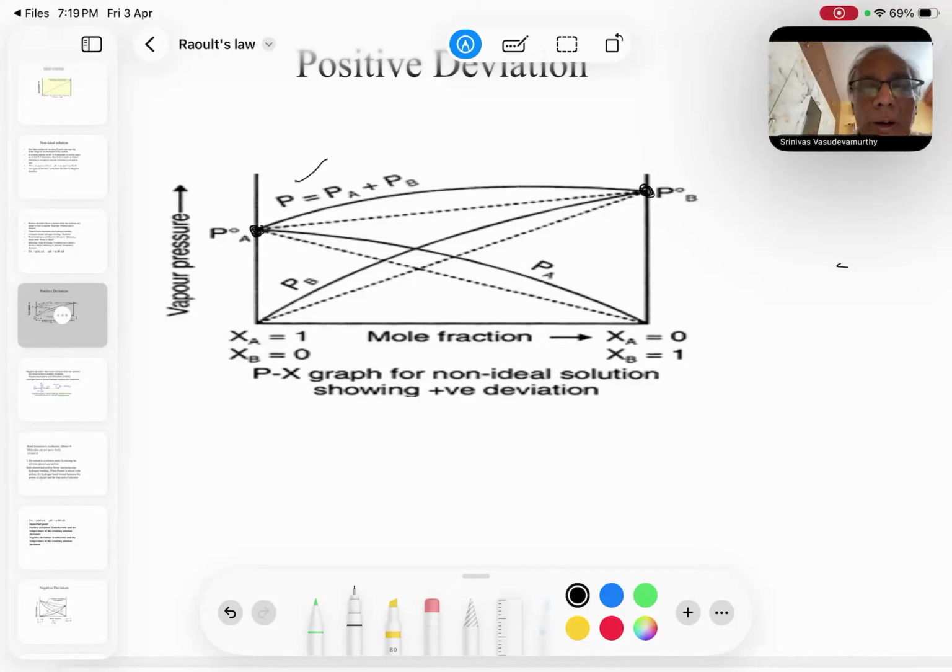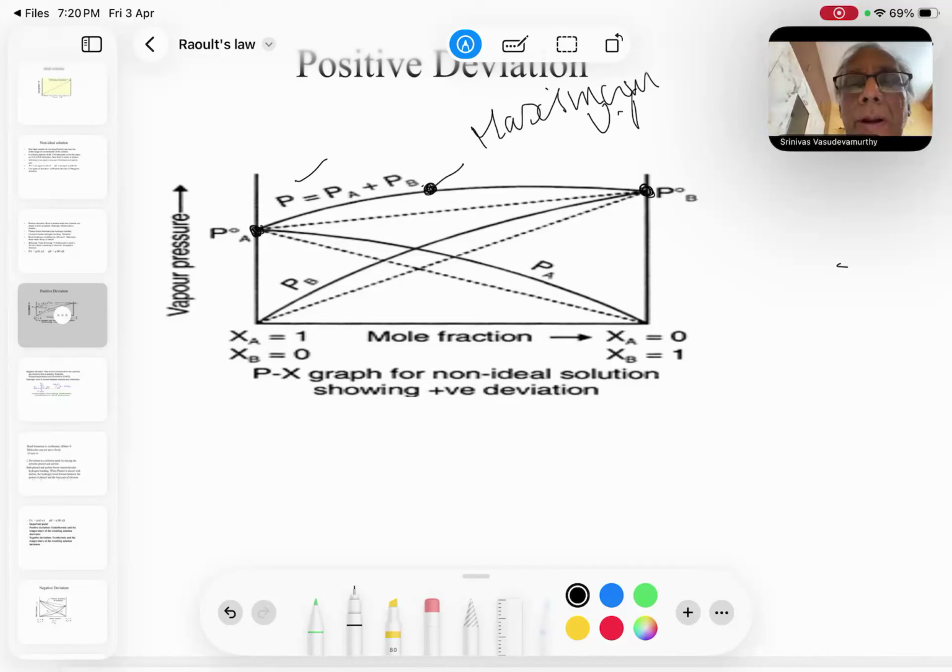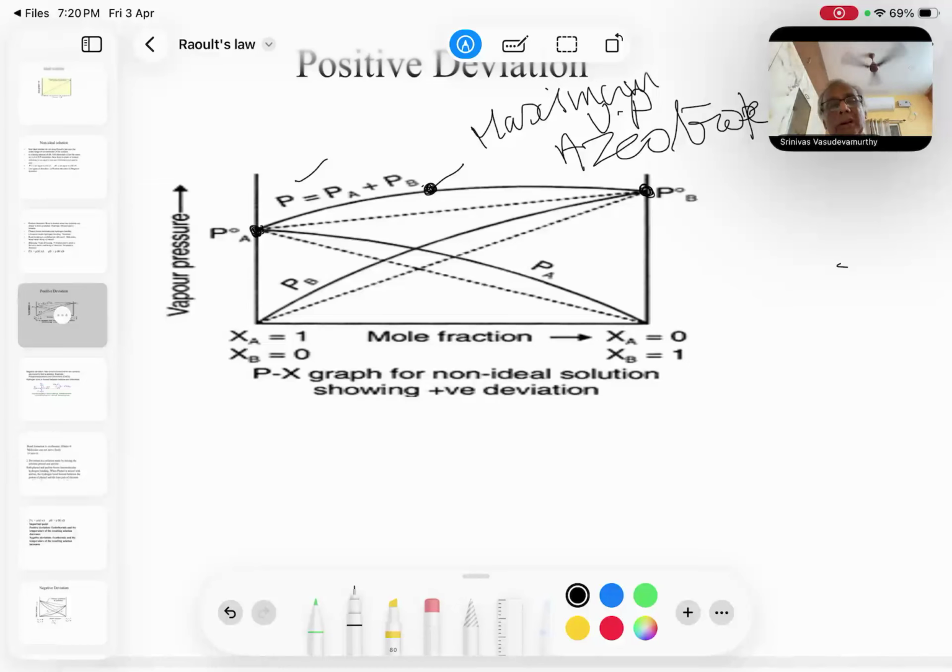Now let us see the maximum in this curve, which shows the P total. Let us say it's maximum here. This is the maximum vapor pressure. This point is called azeotrope. You'll see later. Maximum in the curve forms an azeotrope here. Azeotrope means a constant boiling mixture without any change in its composition. Later we'll see that in detail.